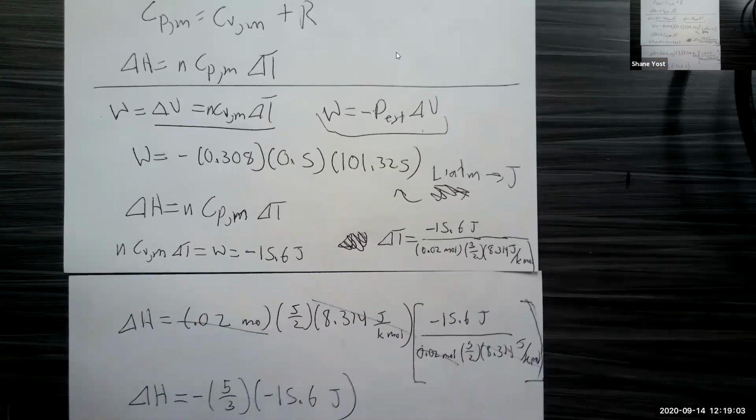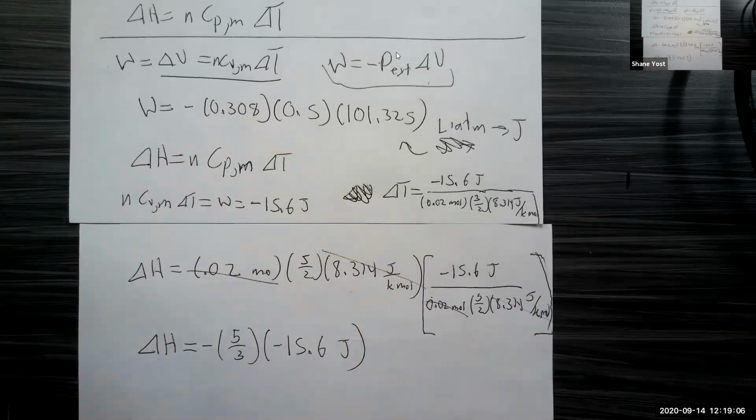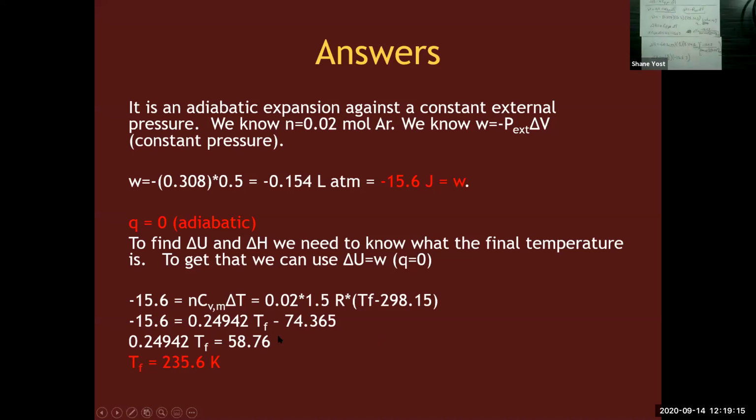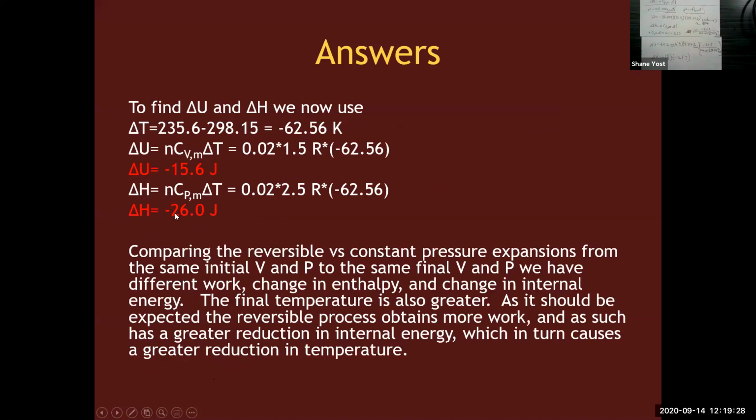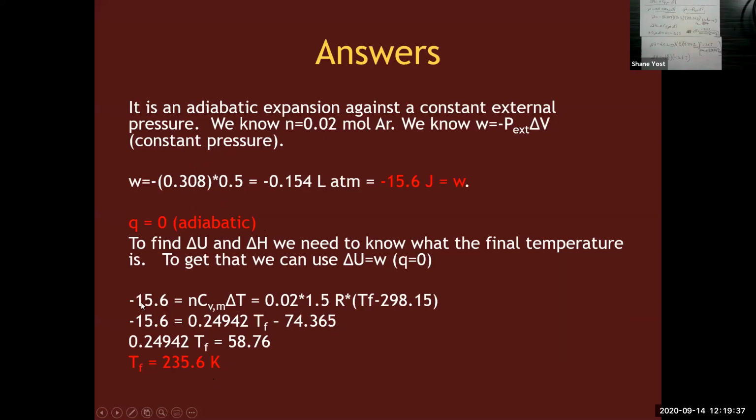So you could avoid calculating delta T if you wanted to by plugging that in. You'll find that relationship. After you solve for delta T, you can plug that in. I actually calculated the final temperature, though you're not asked to, using the equation we had. And then for delta H, you take this and multiply it by 5/3 and you'll get the answer in joules.